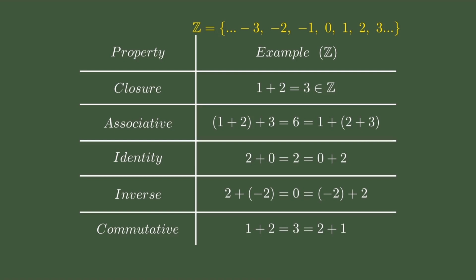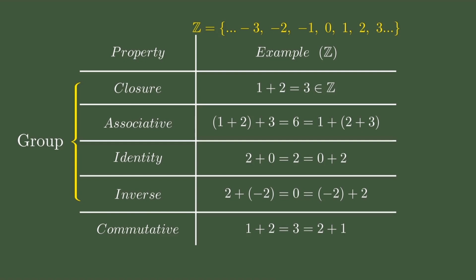Then every element in the group should have an inverse element. Inverse of a particular element is another element of the group which, on being operated with the element, gives us the identity. For example, here in the integers, minus 2 is the inverse of 2 because 2 plus minus 2 gives us 0, which is the identity of the integers. When these four properties are present, we say that the set forms a group along with the given binary operation.